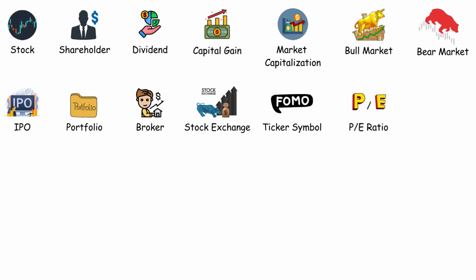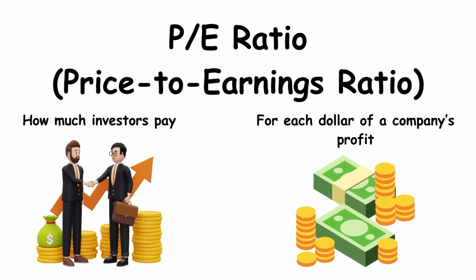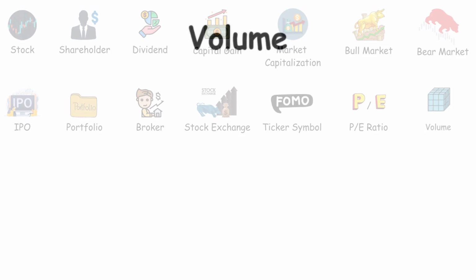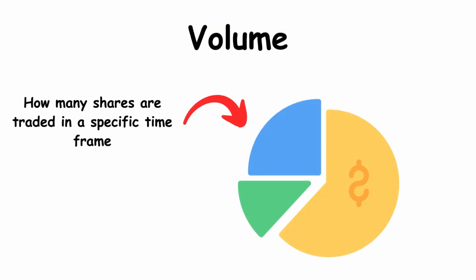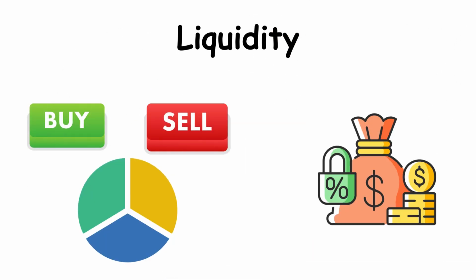PE ratio. The PE ratio shows how much investors pay for each dollar of a company's profit. Volume. Volume indicates how many shares are traded in a specific time frame. Liquidity. Liquidity measures how quickly you can buy or sell a stock without changing its price.